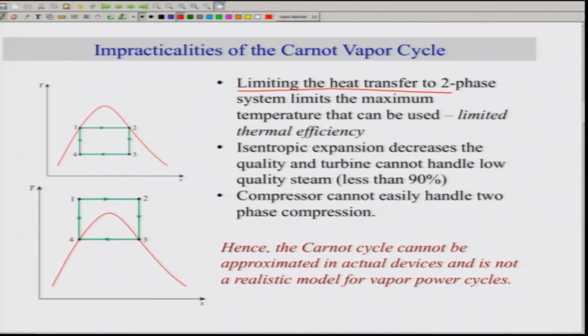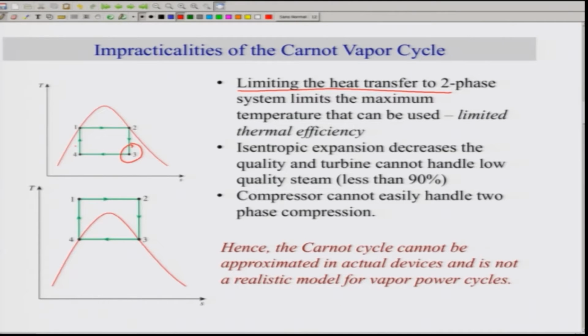And of course the turbine has issues. That means the turbine cannot handle low quality steam. So what we prefer is state 3 as close as possible to the saturated vapor line. Similarly, the compressor cannot easily handle two-phase compression, and thus we also prefer state 4 to be as close as possible to the saturated liquid line. So these are the impracticalities of the Carnot vapor cycle.